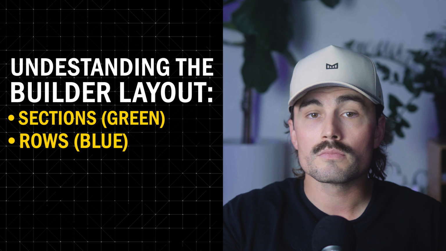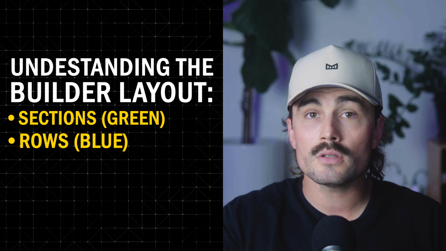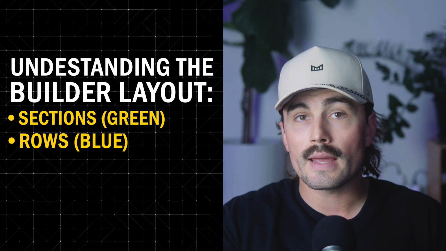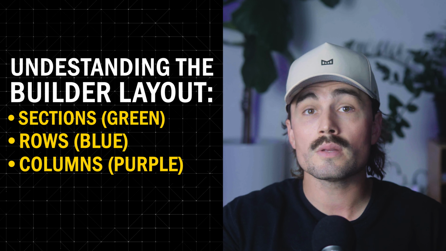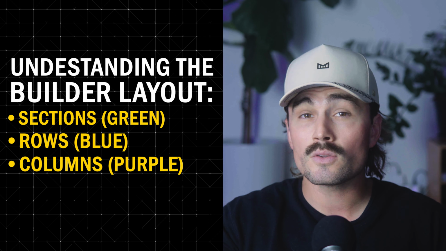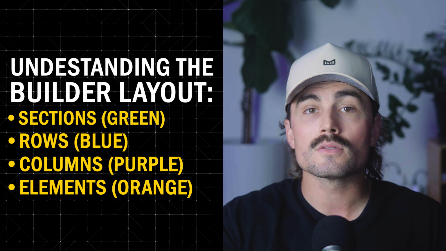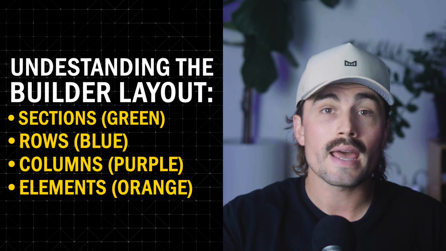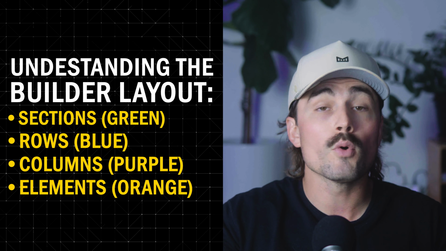Next is rows. So inside each section, you add rows to set up your layout. And then there's columns. So rows can be split into columns. Maybe you want a photo on the left and text on the right, for example. And then there's elements, which are orange. These are the actual pieces: text, images, videos, buttons, forms, etc.